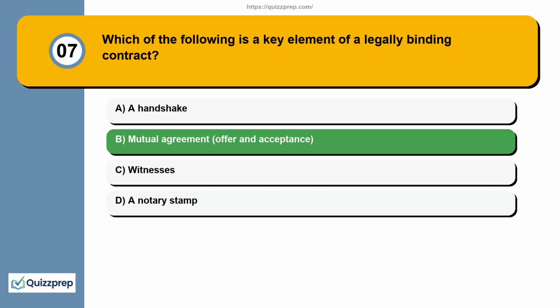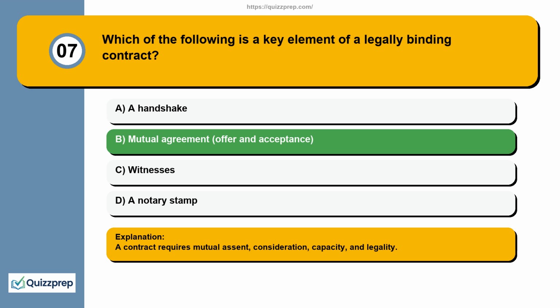The correct answer is option B. Mutual agreement, offer and acceptance. Explanation. A contract requires mutual assent, consideration, capacity, and legality.